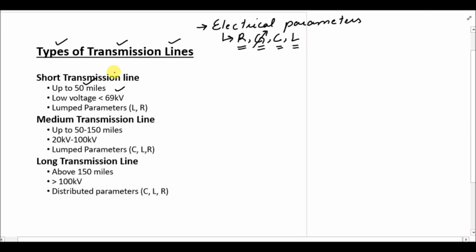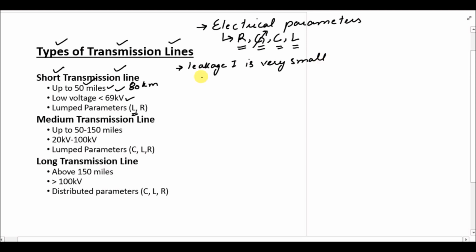Starting from the short transmission line, any line which is transmitting power up to 50 miles, or in kilometers we can say 80 kilometers, at the voltage level of 69 kilovolt, can be termed as a short transmission line. And usually we do not use capacitance in the transmission line model because there is not much error in the calculation if we are calculating the voltage at the end of the line. Why? Because the leakage current is very small.